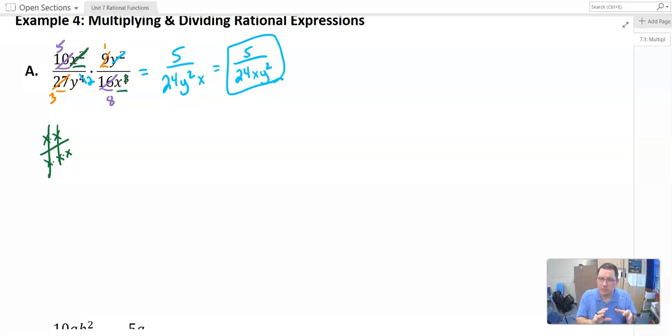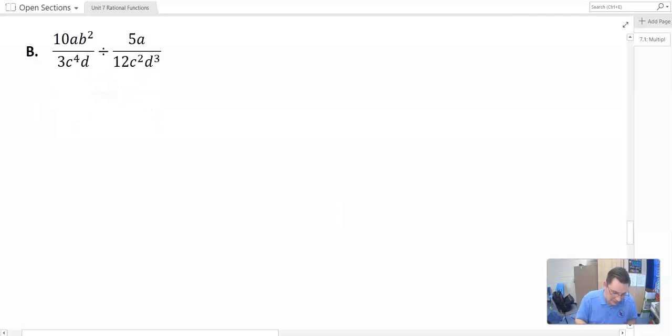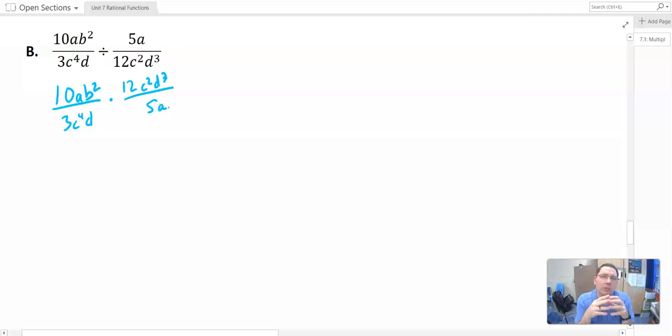And again, double check that if you need anything else to reduce, but normally if you've done everything right, you're final at that step. Okay? In example B, we see division here. And remember, with the division, we're going to first change that to multiplying by the reciprocal. So we're going to rewrite it as 10ab squared over 3c to the 4th d times 12c squared d to the 3rd over 5a. And so I want you to pause the video here and try this example first.